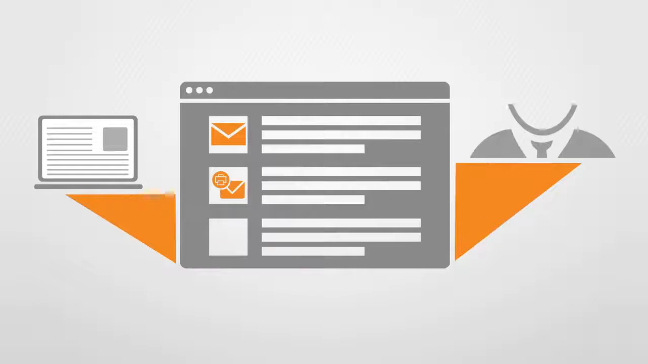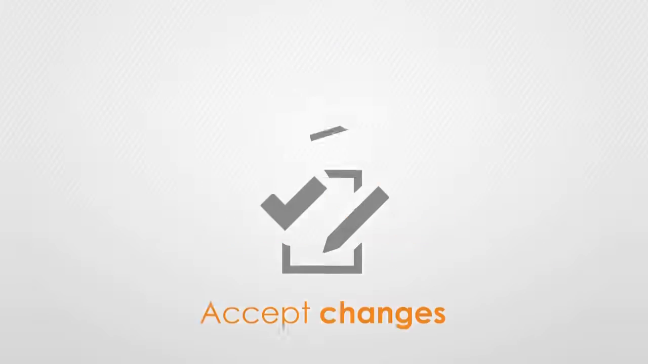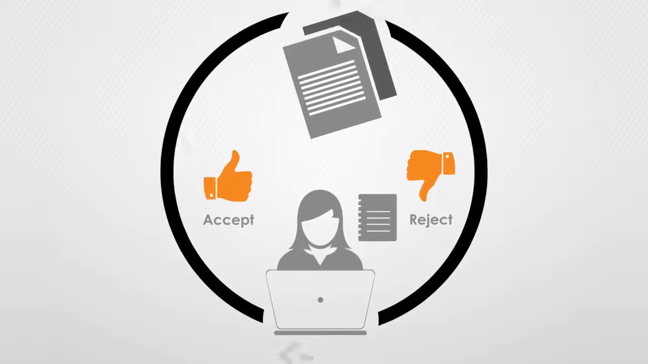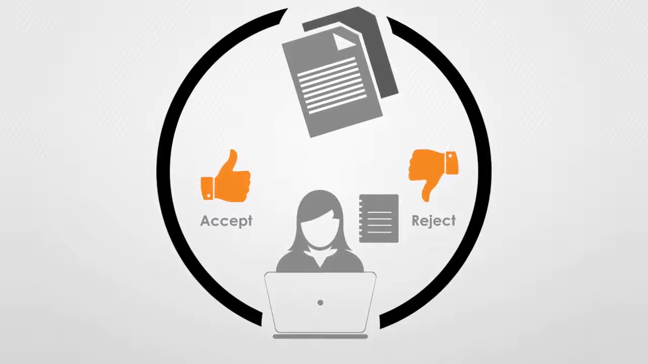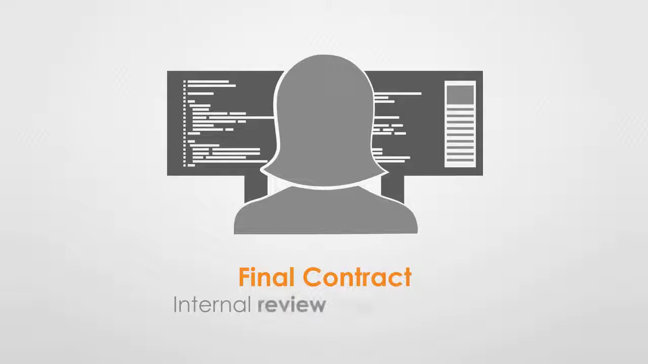Negotiate. Built-in email or print and mail functionality can be used to send the draft contract to the provider. Any changes to the draft contract by the provider are tracked automatically within the document. Accept changes. After receiving the draft contract, the author accepts or rejects the changes prior to generating the final contract. Finalize contract. The final contract is then sent for internal review and approval within the solution.